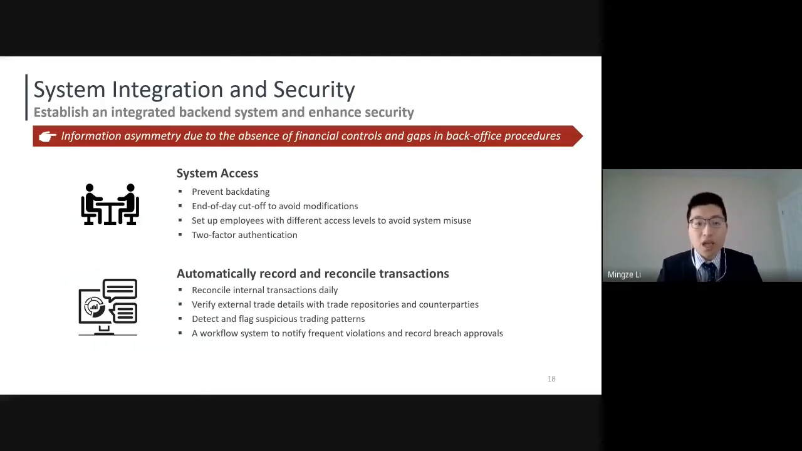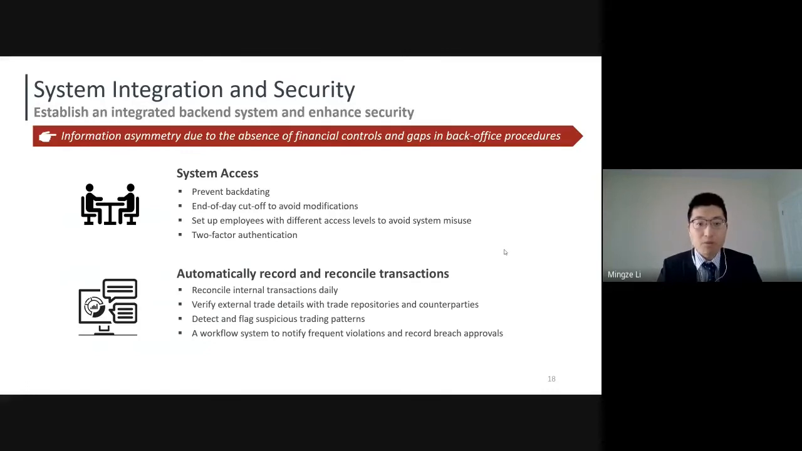And an end-of-day entry cutoff will also discourage amendments to those false trade details. Besides, the platform should record and reconcile internal transactions to avoid fraudulent internal trades. The currency desk should also check with the trade repositories and major counterparties to verify external trade details. All these backend measures would prevent manipulation in that 1 hour window.